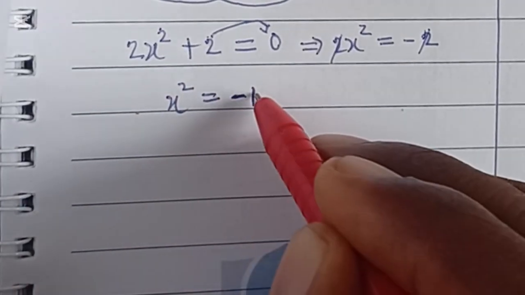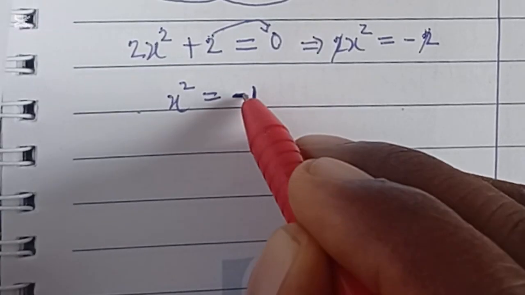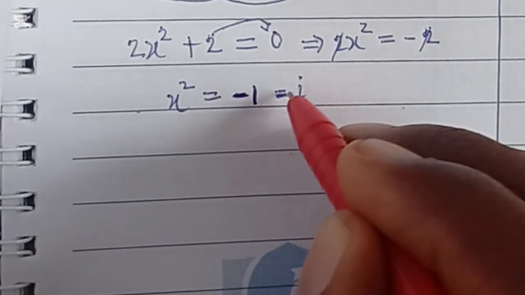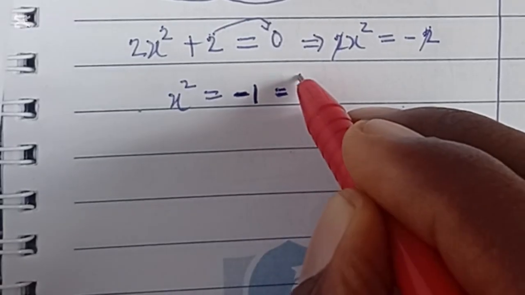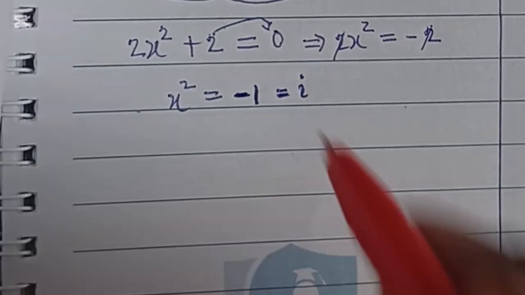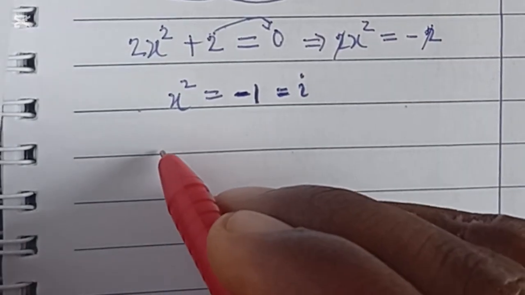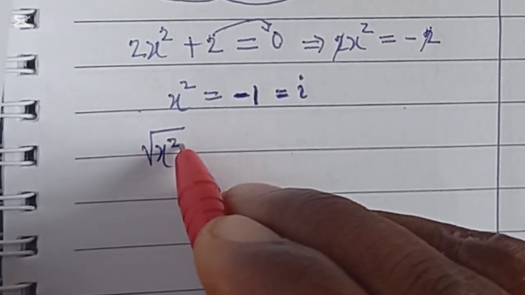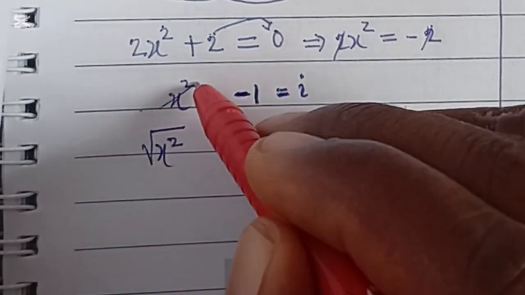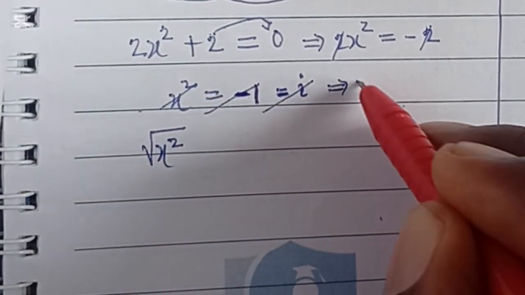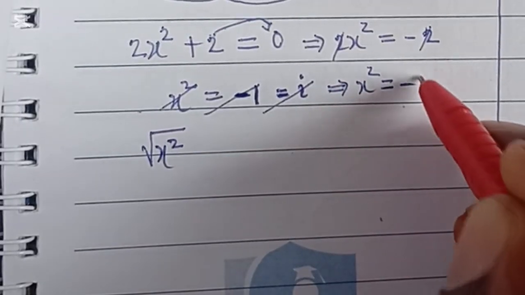And in mathematics, this is what we call the complex number, which is denoted by i, the small letter i. But before we get there, this is what we do. We can just take the square root of both sides. Take the square root of both sides. I will strike this part out. We already know that x squared is equal to minus 1.